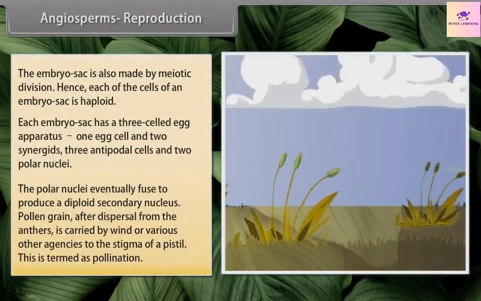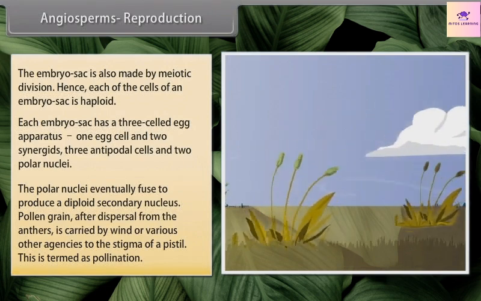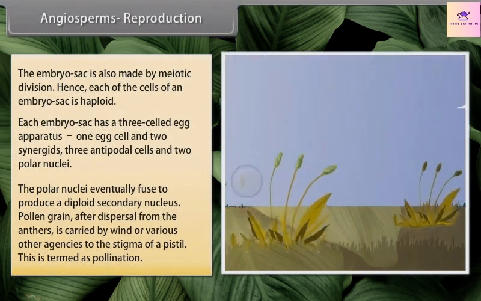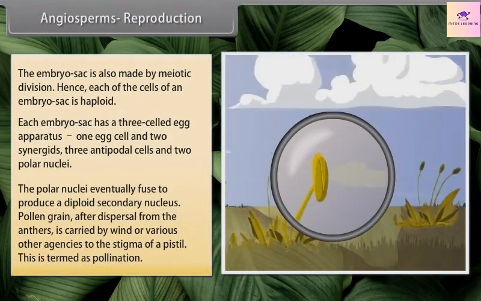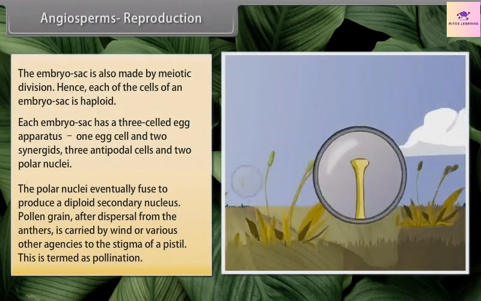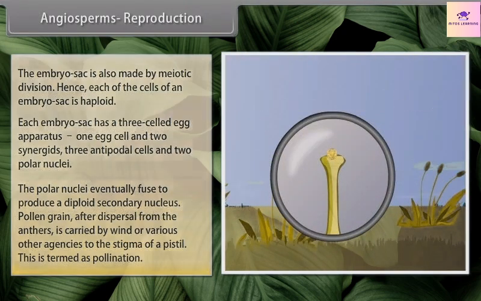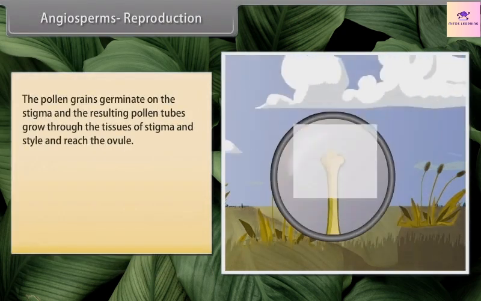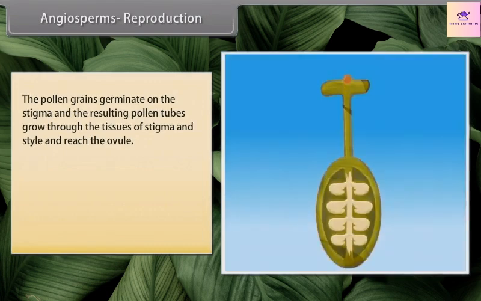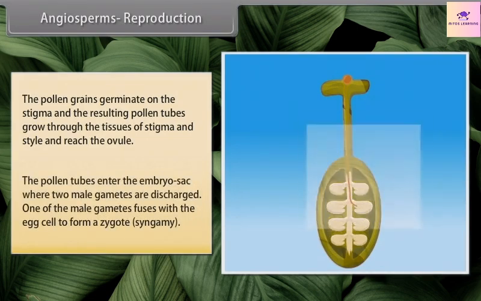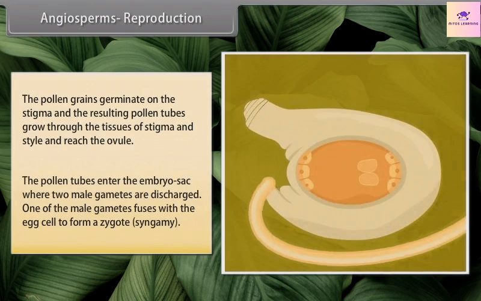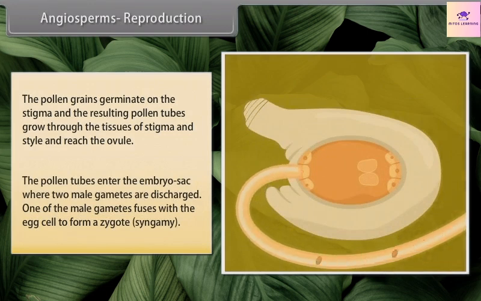Pollen grain, after dispersal from the anthers, is carried by wind or various other agencies to the stigma of a pistil. This is termed as pollination. The pollen grains germinate on the stigma, and the resulting pollen tubes grow through the tissues of stigma and style and reach the ovule. The pollen tubes enter the embryo sac where two male gametes are discharged.